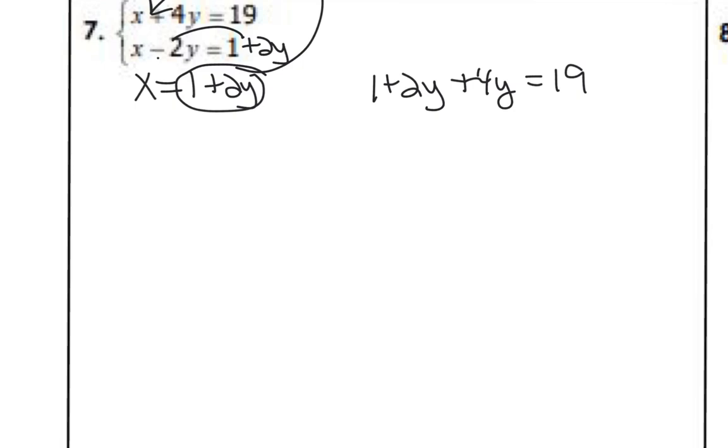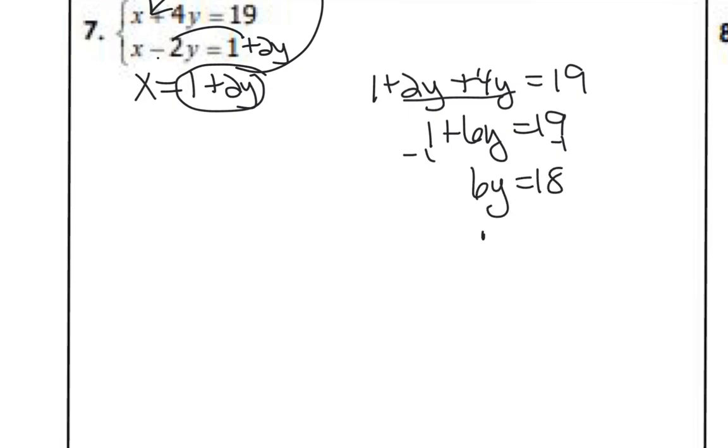We're just plugging stuff in. So combine your like terms. So 1 plus 6y equals 19, and then we're going to subtract 1. 6y equals 18. Divide by 6, so y equals 3.